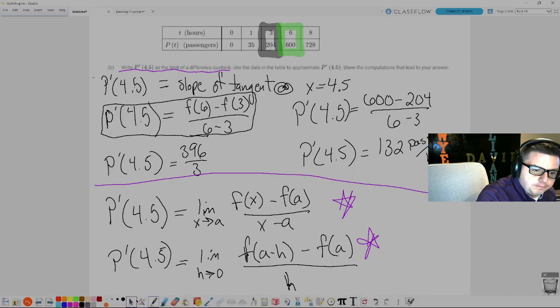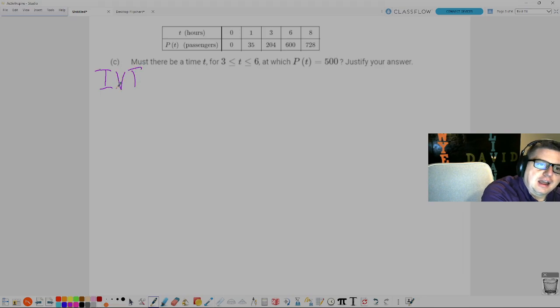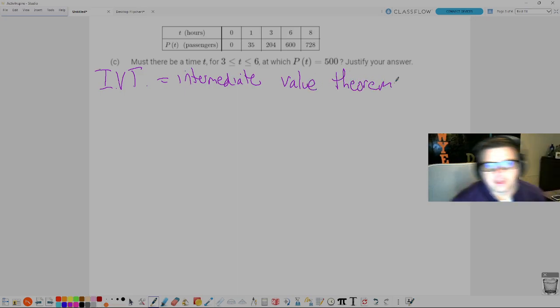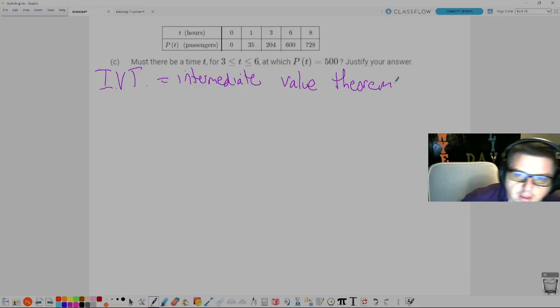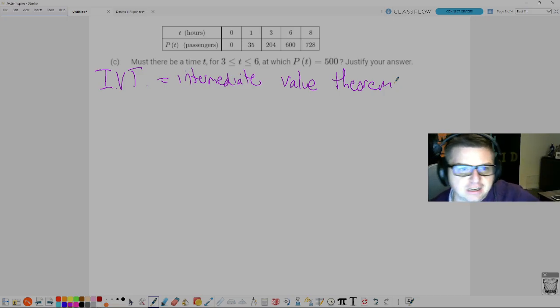All right. On to the next. There must be a time t for 3 to 6 hours at which P of t equals 500. Justify your answer. All right. If your brain isn't saying IVT yet, it needs to be. Intermediate value theorem. In the intermediate value theorem, the first rule of the IVT is it must be continuous.